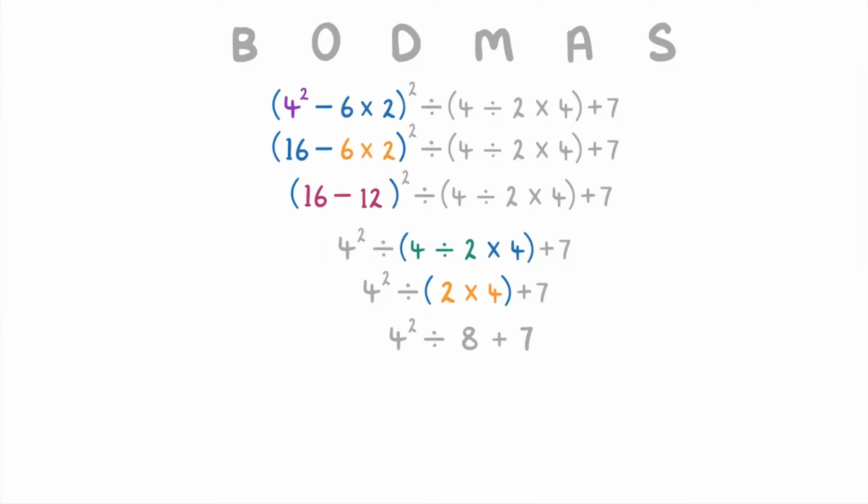Now that we've got rid of all the brackets, the next thing to do is this order on the 4. So 4 squared, which is 16. Next, we do the division. So 16 divided by 8, which is 2. And finally, the addition. So 2 plus 7, which gives us 9 as our final answer.